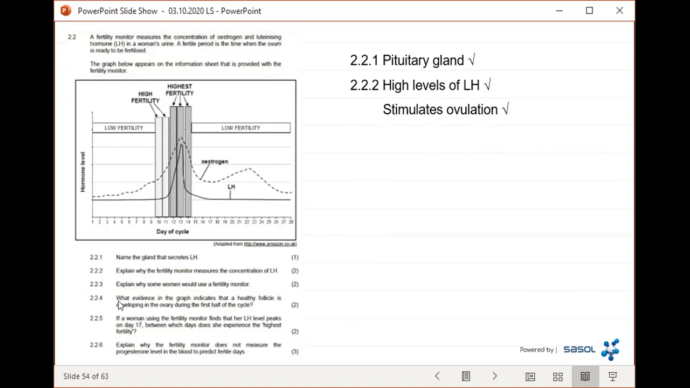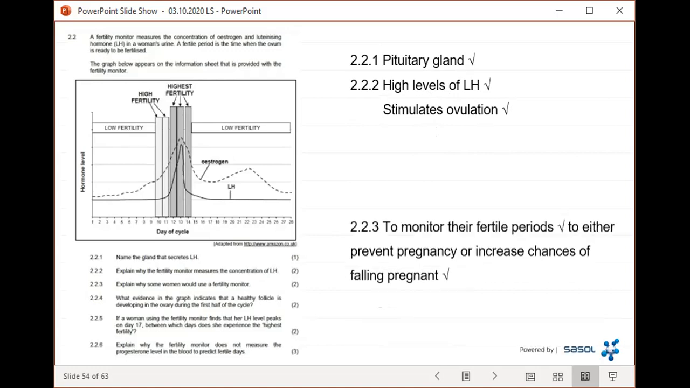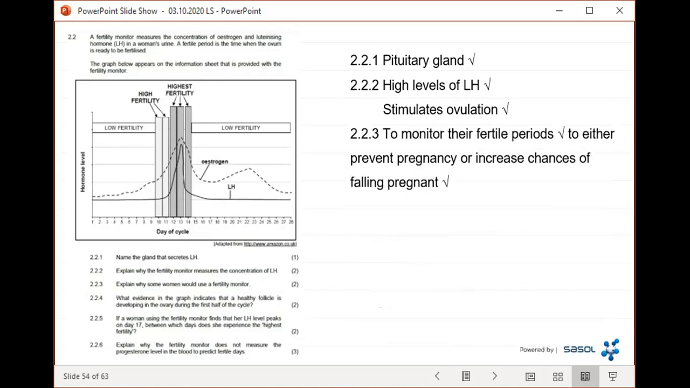Then we move on to question 2.2.3, which says explain why some women would use a fertility monitor. Why would a woman use a fertility monitor? And that's simple, guys. To monitor their fertile periods to either prevent pregnancy or to increase chances of them falling pregnant. You get your 2 marks right there.